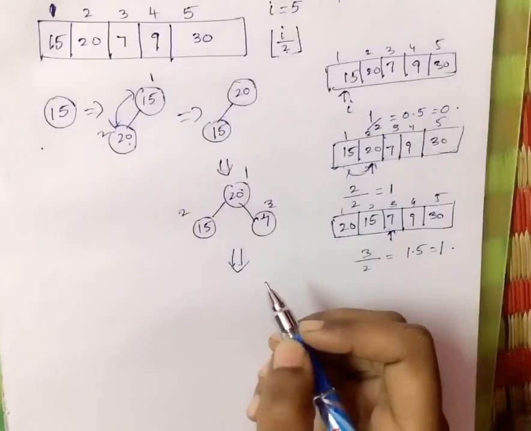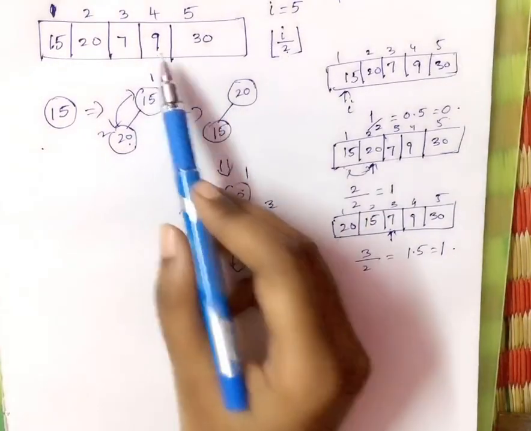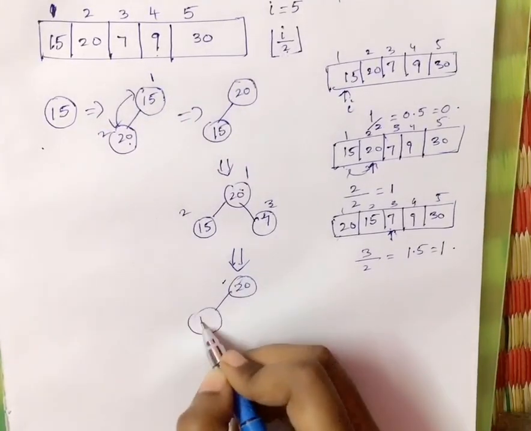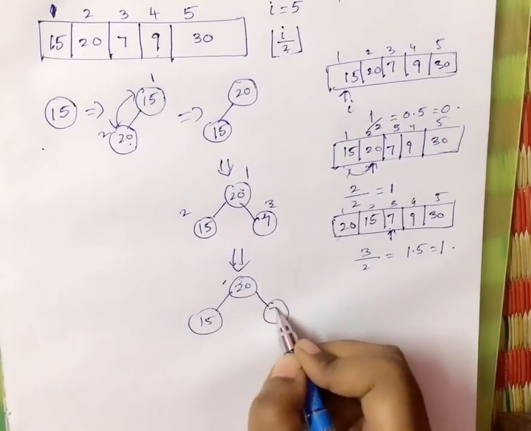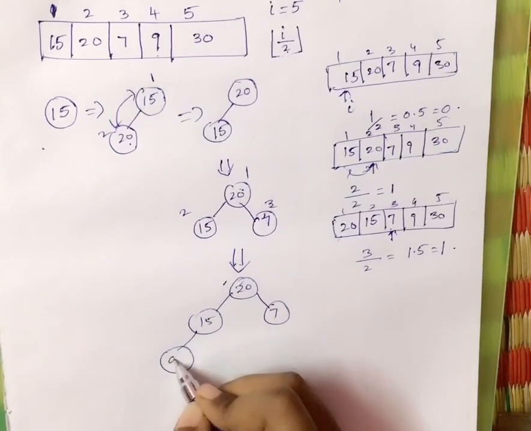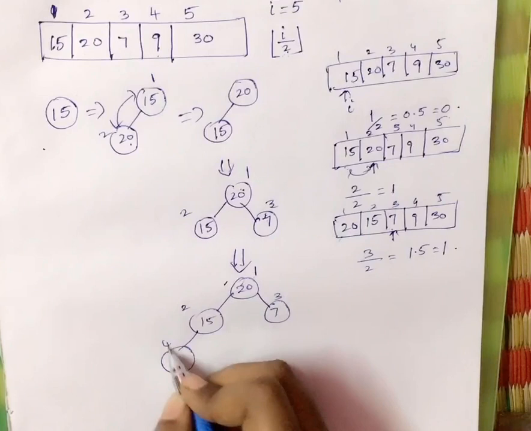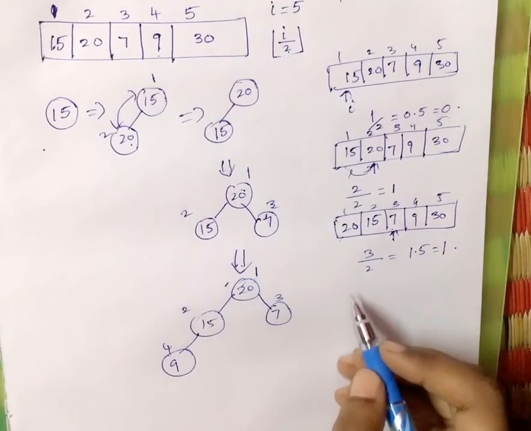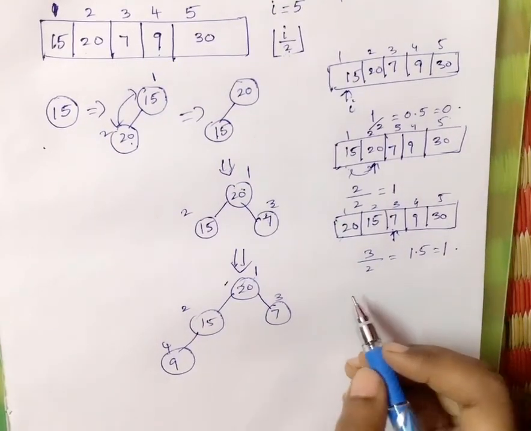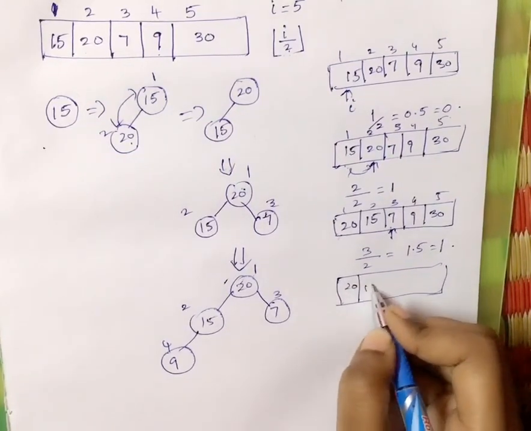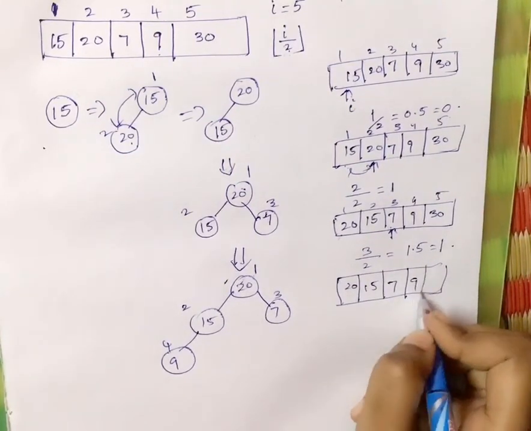Next I am going to insert the element 9. 20, 15, 7 and 9. Follow the complete binary tree. 1, 2, 3 and 4, these are the names of this. Now I am going to check with this same formula. 20, 15, 7, 9 and 10.